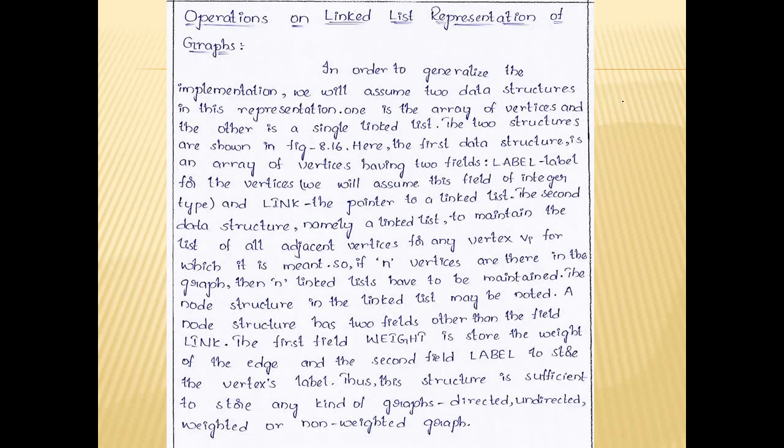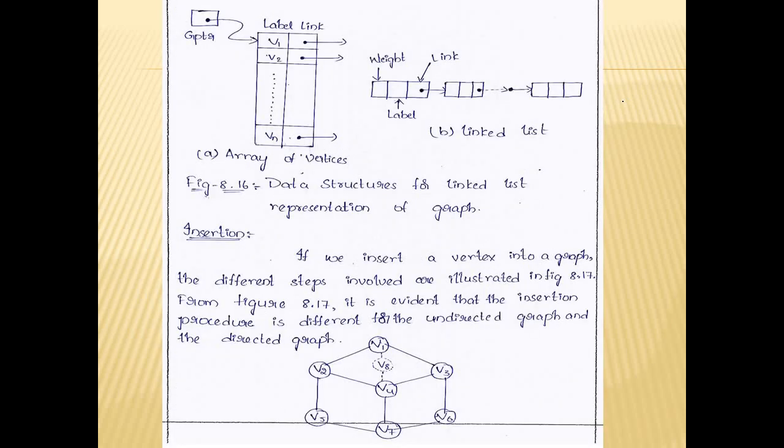Okay, so operations on linked list representation of graphs, meaning the linked representation of graphs. Okay, so the graph we are having is with weights, and it is directed and undirected also, weighted and non-weighted also. Okay, let's go with an example. So this is the way of linked representation of a graph, which was already discussed.